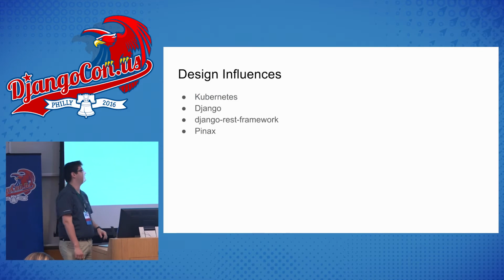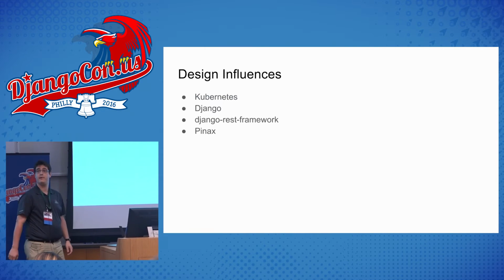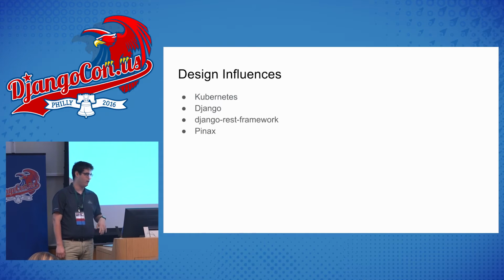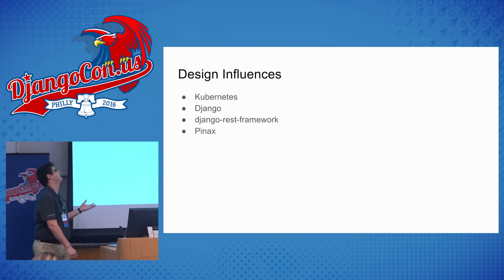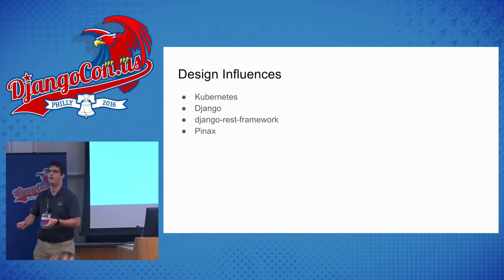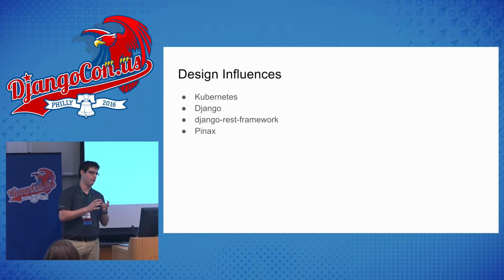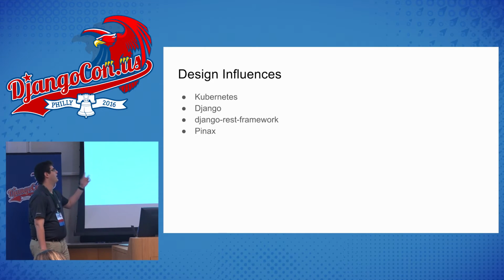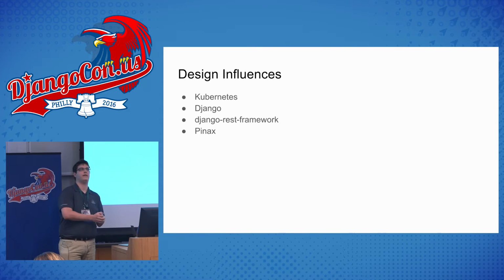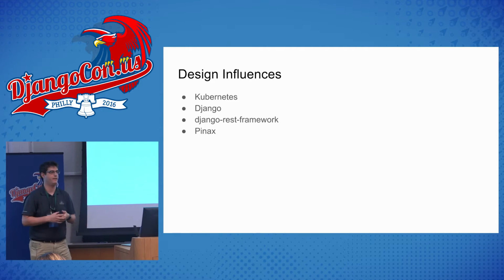So some of the design influences that I had when I was building pinax-api was Kubernetes. Kubernetes wasn't something that I pulled something specifically from, but it has a really great HTTP API that I used as the influence, the basis of kind of the thinking that I had with regard to APIs in general. Django is obviously a big influence because I wanted to make sure that pinax-api was something that worked really well with Django, because I think that's really important.